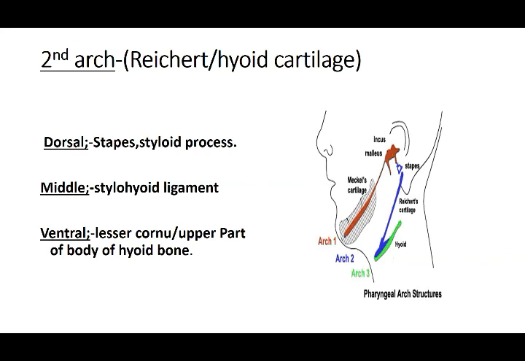And then the ventral portion of this second arch, all this blue portion, forms the hyoid bone. The lesser horn and the upper part of the body of the hyoid bone are going to form from the ventral part of this Reichert's cartilage or hyoid cartilage. So the second arch gives rise to the stapes bone, the upper part and the lesser horn of the hyoid bone, and the stylohyoid ligament, that is the middle portion where the cartilage finishes off. So you can see the blue depicts the derivatives of the second arch.